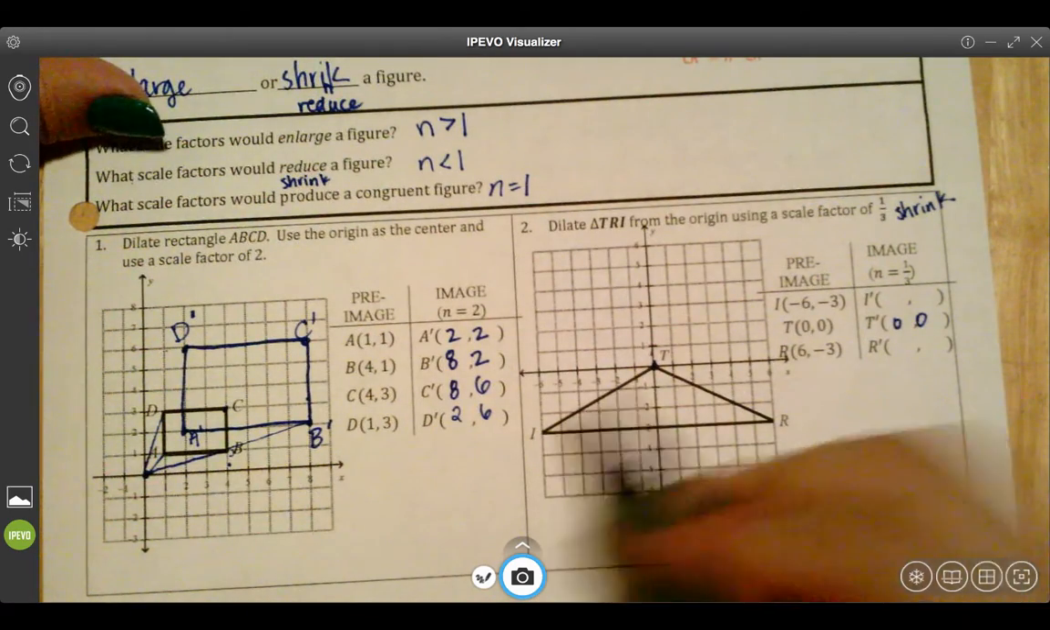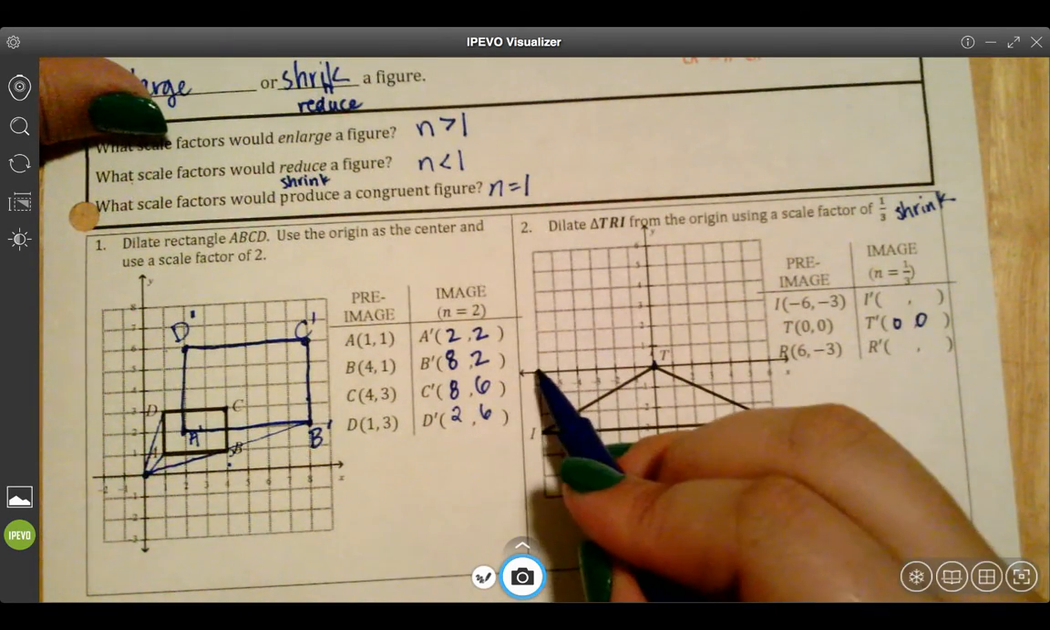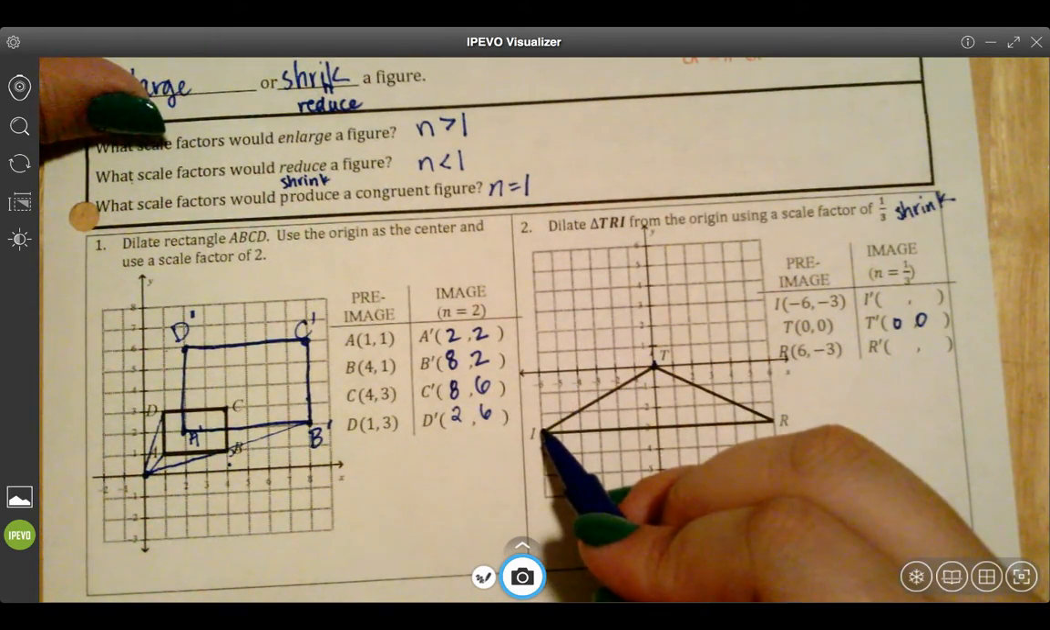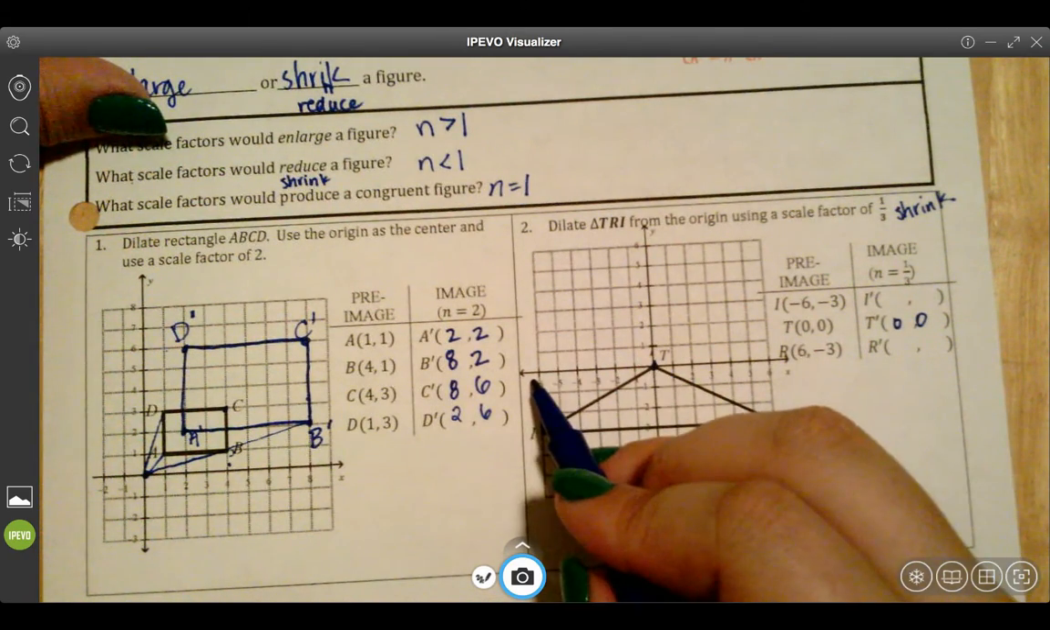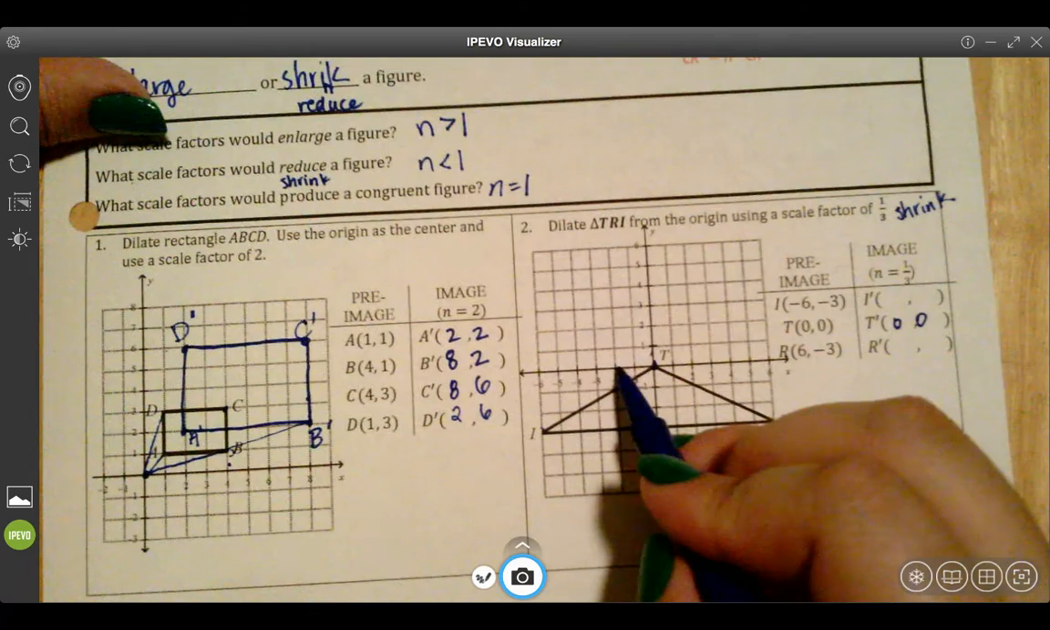I, though, is 6 away. I need to divide that by 3. So I'm going to take 6 divided by 3, which is 2.